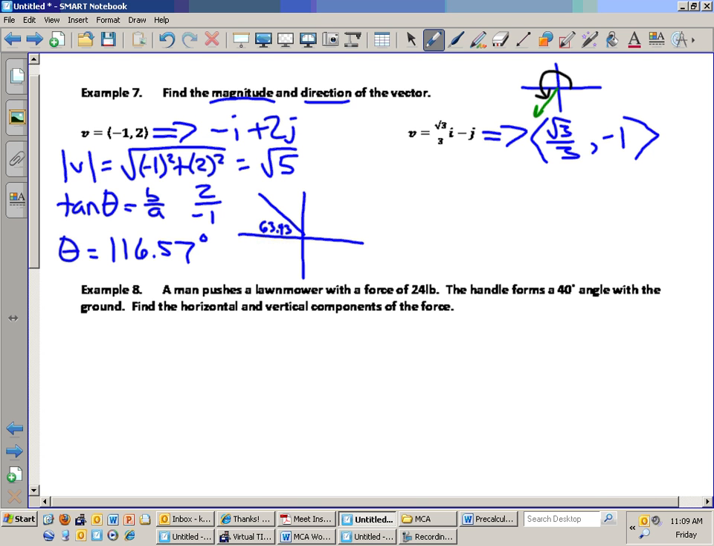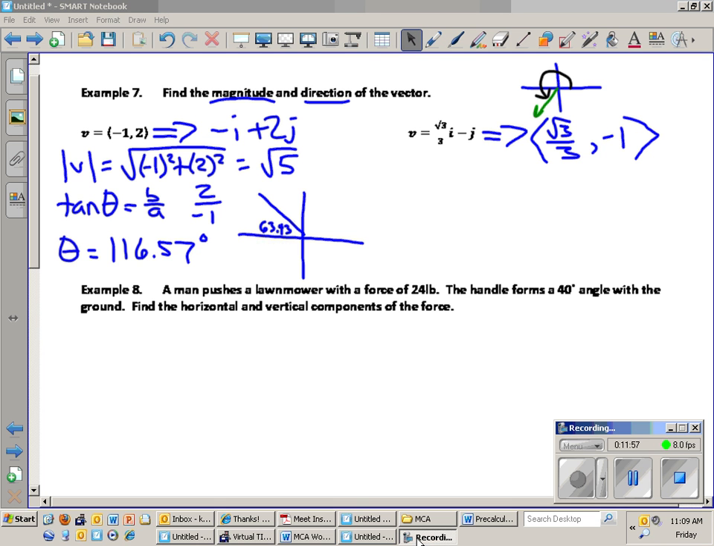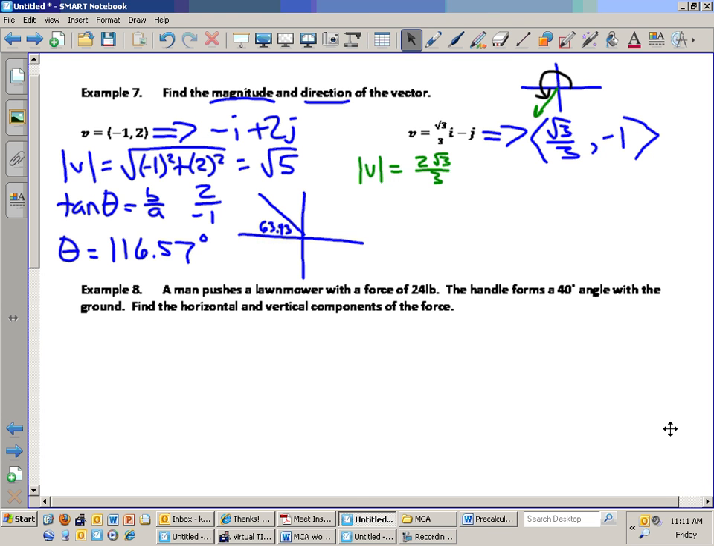So give that a shot. I'm going to pause the video and come check and see how you guys are doing here real quick. You should have gotten 2 square roots of 3 over 3. We can quickly look at how that happens.